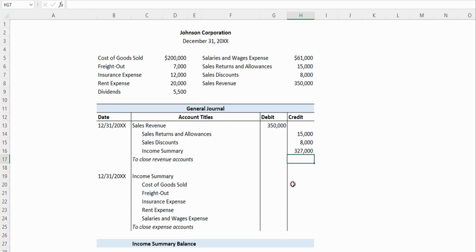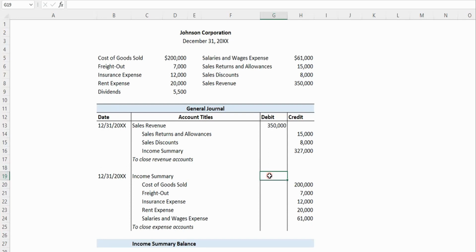Expense accounts have a normal debit balance, and that is why they must be credited to reduce their balance. To close the cost of goods sold account, we will credit it for $200,000. Likewise, we credit freight out for $7,000, insurance expense for $12,000, rent expense for $20,000, and salaries and wages expense for $61,000. We will then debit the income summary account for the total of all expense account balances.